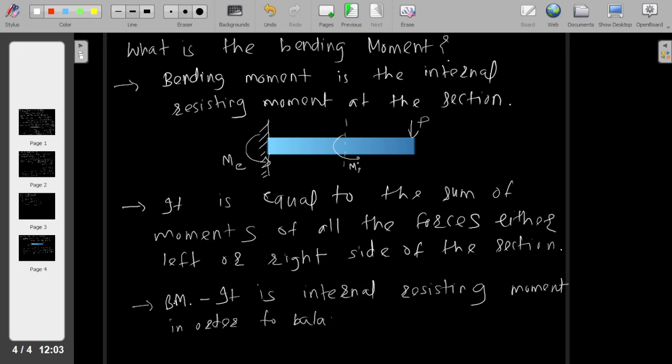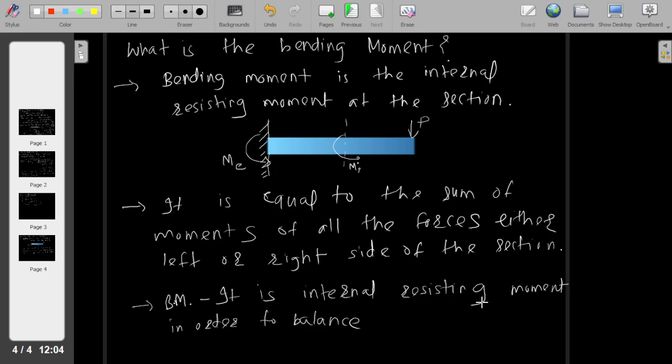In order to balance. Why does the bending moment come? Because of this force. If this force is passing through this section and I take the bending moment there, there is a shift of the load from the CG, and in that case only the moment will come. We already studied that in engineering mechanics or previous topics.